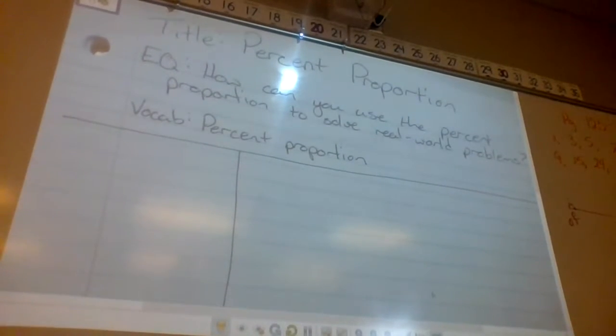Right, so today what we are doing is going over the percent proportion. Once we get the setup down, you should know how to solve this, but the setup will change frequently. Essential question: How can you use the percent proportion to solve real world problems? And your vocab is just percent proportion.